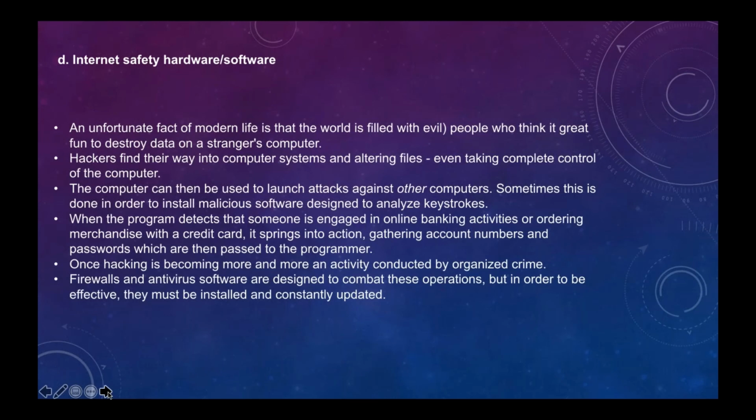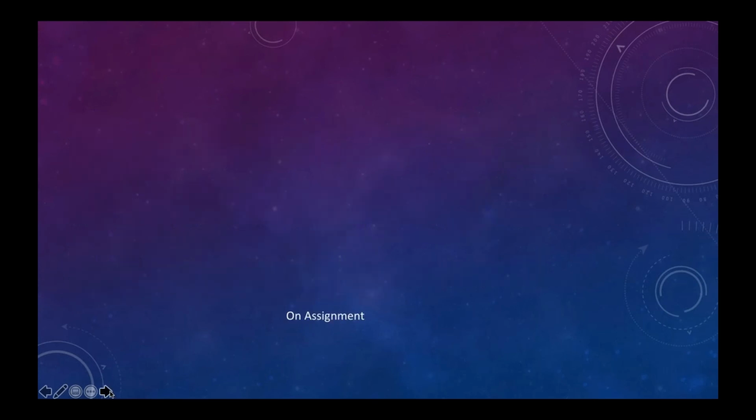So one thing that you can do to protect yourself is to put in firewalls and antivirus that are designed to block that. So if there's anyone who's trying to access your PC from any other place, your firewall will tell you that there is someone trying to access your PC, and then you can block that.